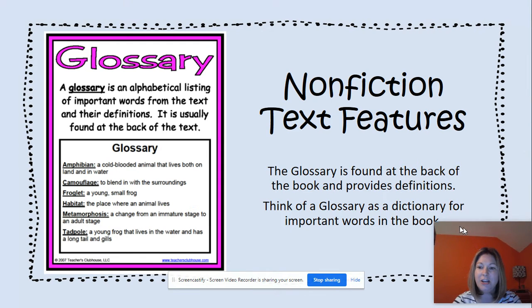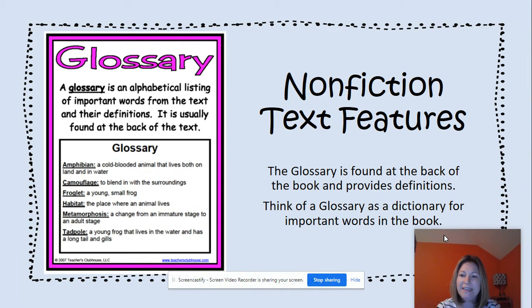So we're going to start off looking at our example. In our example, we have the glossary, and it gives us, do you notice it gives us words? But then read what's after the words. Amphibian, a cold-blooded animal that lives both on land and in the water. Camouflage, to blend in with surroundings. Froglets, a young small frog. So these are definitions. I'm hoping you noticed that. So that's what a glossary is. You can think of it as a mini definition for a book, for a nonfiction book.